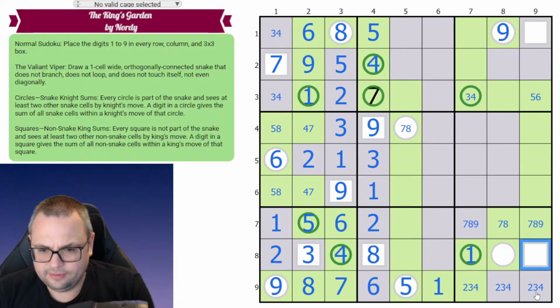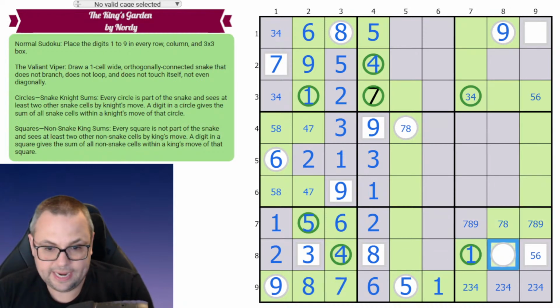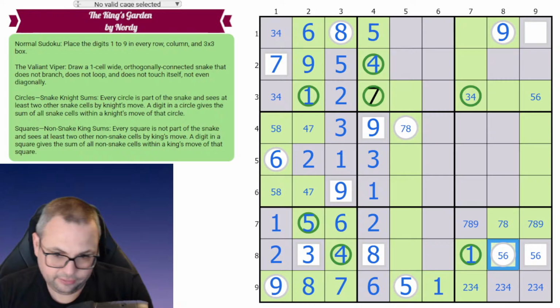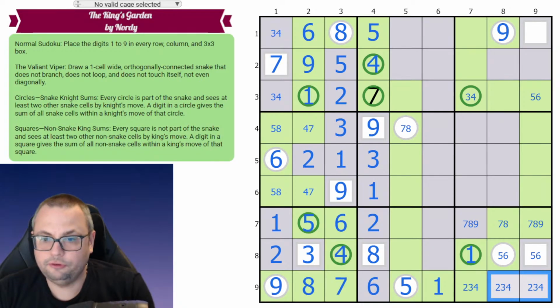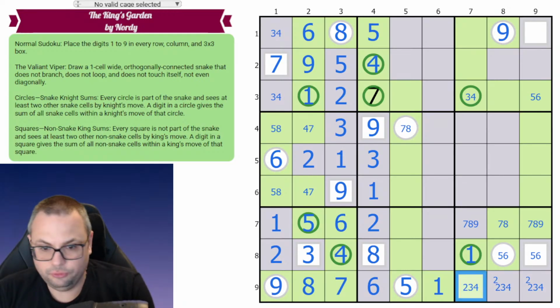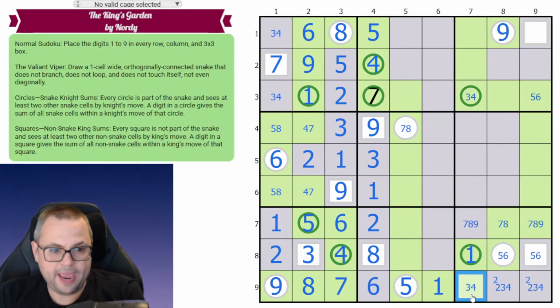So this is now a sum of at least 2, 3, so it's at least a 5, and it can only be 5 or 6 because 7, 8, and 9 are already taken. This is also 5 or 6. And now to get a sum of 5 or 6 requires the 2. So that's not a 2. That is a 3 or a 4. So we have a rogue 3-4 pair in column 7.